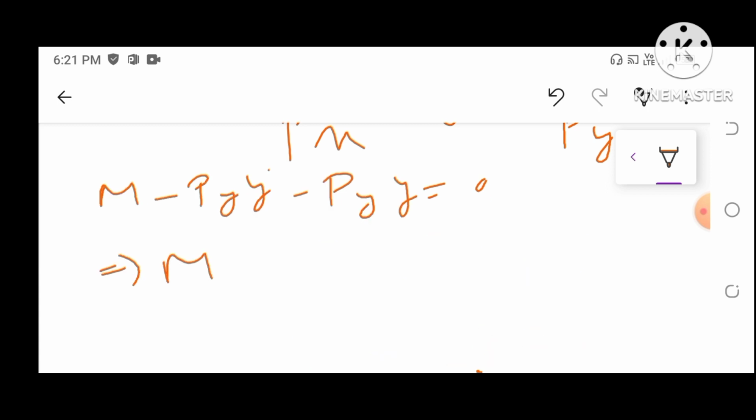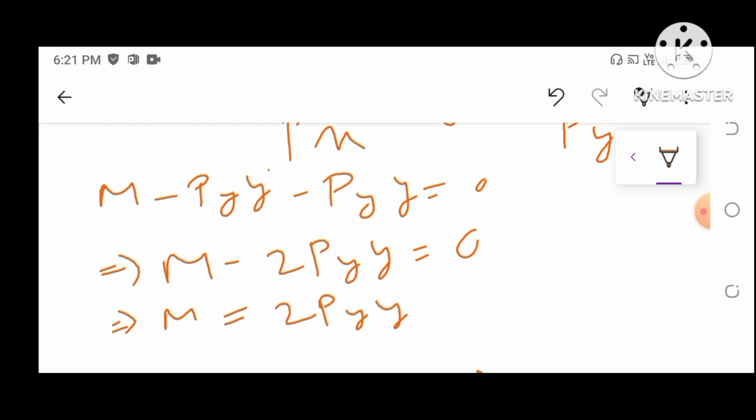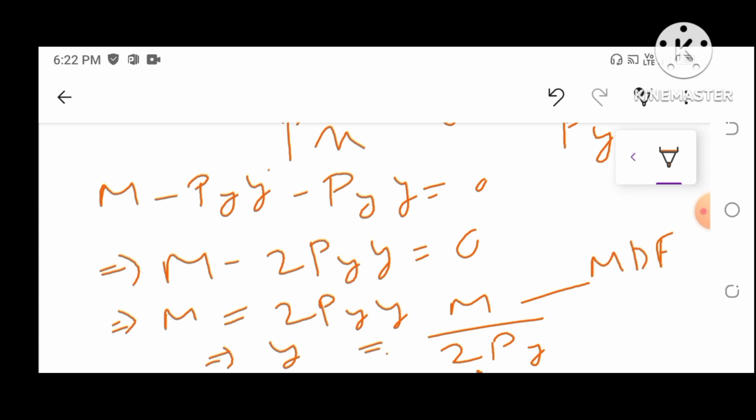That implies m minus 2pyy is equal to 0. That implies m is equal to 2pyy. So y is equal to m divided by 2py, which is our Marshallian demand function for good y.